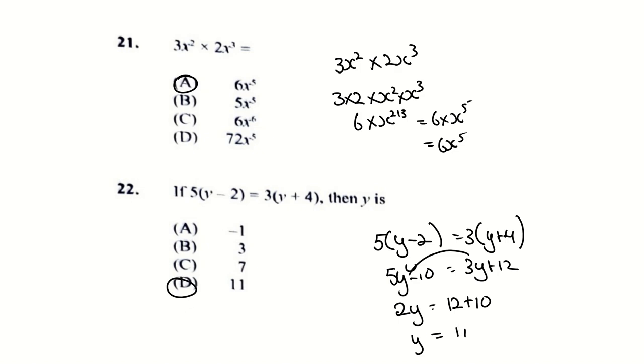Without showing all the working, you can just put it here. Y is 11, 11 minus 2 is 9, so 9 fives are 45, and then 3 times 11 plus 4 is 15, 15 times 3 is also 45. So you could have just substituted these values, the answers A, B, C or D, into the question and seen which one makes them equal to each other.